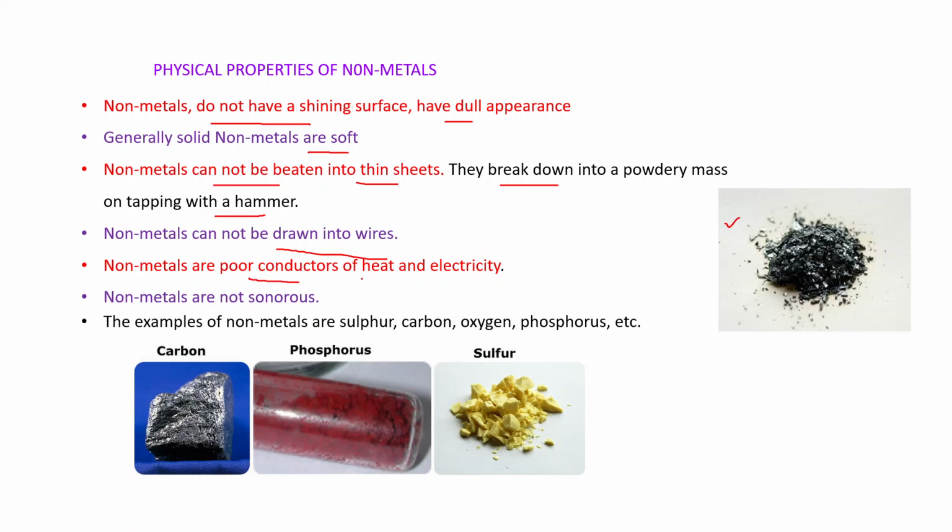Non-metals are poor conductors of heat and electricity. For electricity, there is one exception, that is graphite, which is a form of carbon. It is a good conductor of electricity. Non-metals are not sonorous. Examples: sulfur. See, sulfur is a yellow colored powder. Carbon is available in a number of forms like coal, charcoal. This is carbon. Oxygen, this is the component present in air which is necessary for our living. Phosphorus, this is red phosphorus.